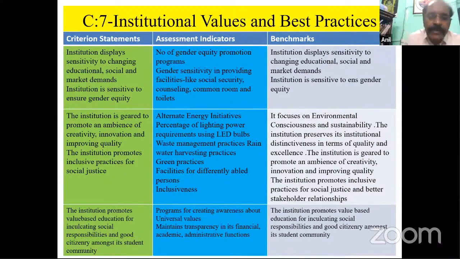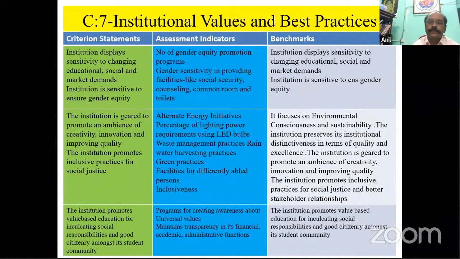Yeah, criteria 7 is very important and very much the crux of the problem for many institutions. Many institutions are doing their best but failing to showcase their institutional values and best practices, because they are failing to identify their best practices. There are so many best practices, but you have to identify 2 best practices where your institution is very unique, or where your institution can connect to society and can transform the society.